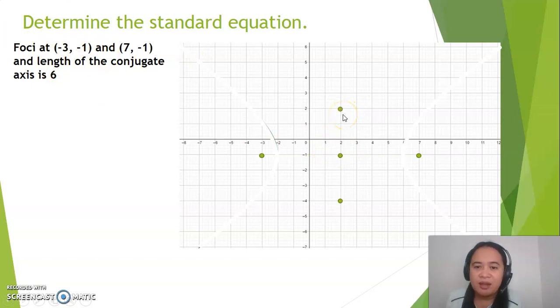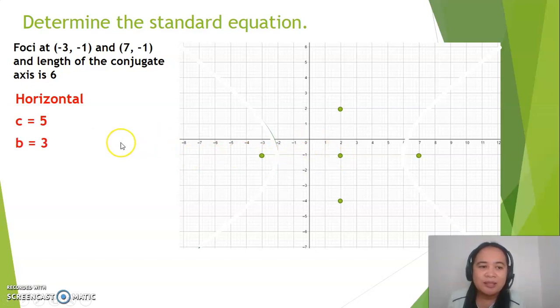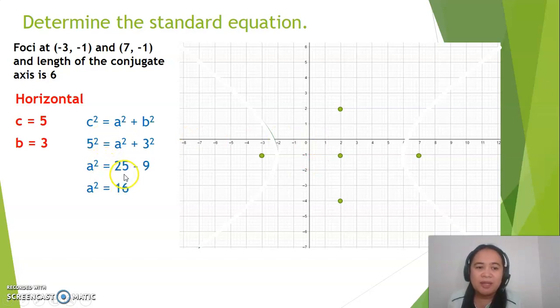So that would be 3 up and 3 down. Now take note, the foci is located at left and right, so therefore it's horizontal. The value for our C is 5. Now center to focus, while center to co-vertex or B is 3. To find A, we will simply substitute here. So that would be 25 minus 9, or get the square root of 16. So therefore our A is 4.